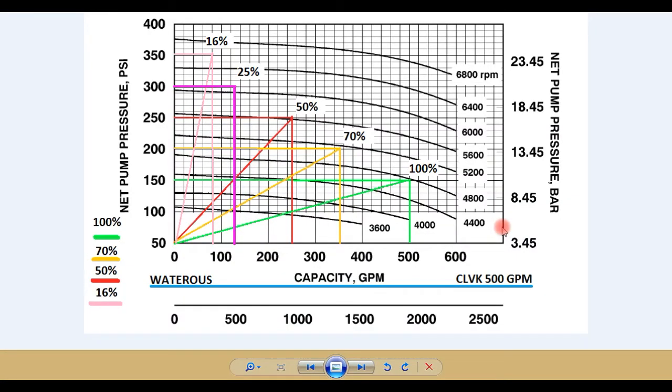December 23rd, 2019. Guys, what you're looking at is a pump curve for a water CLVK 500 gallon per minute pump. And it's got some pretty useful information on here. And the problem is that most individuals do not really understand how to read these things. So I'm going to go over it and show you a couple of other things.